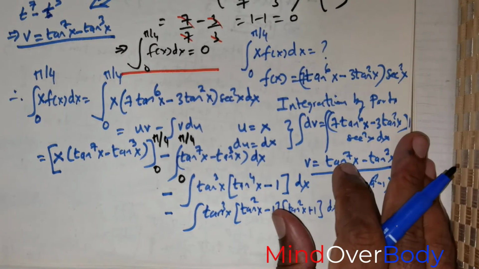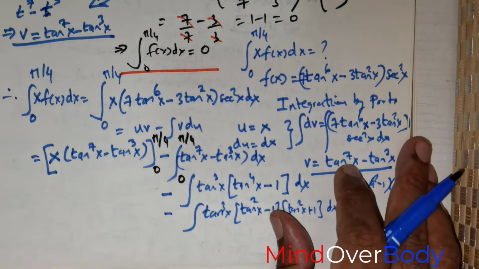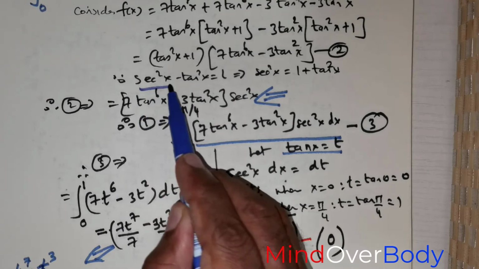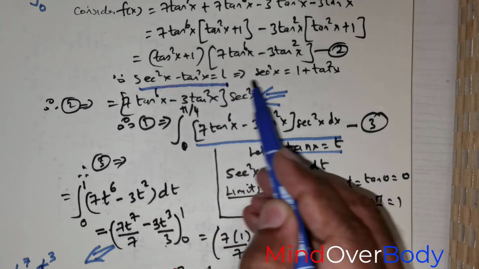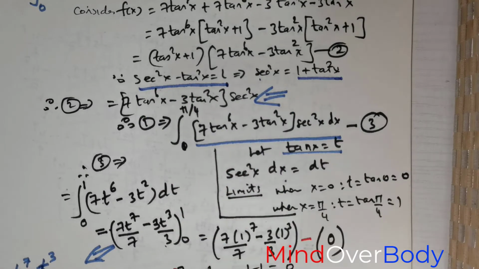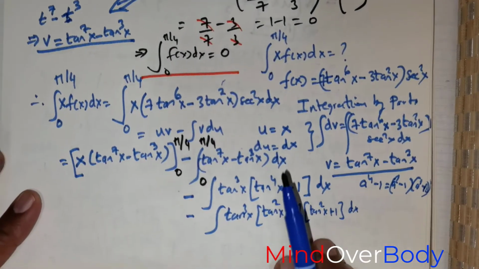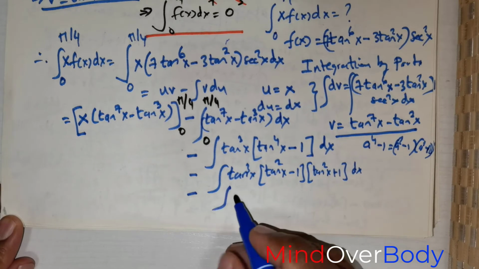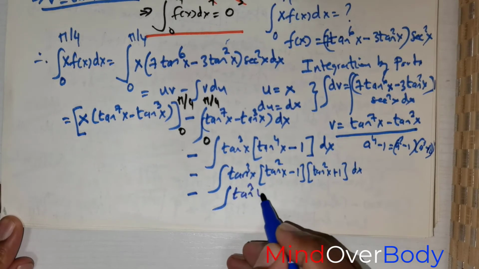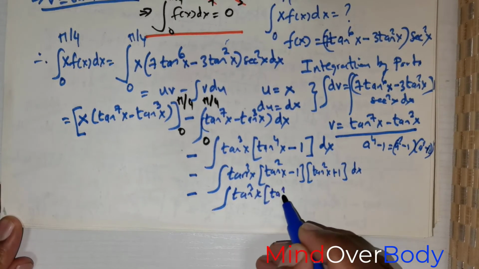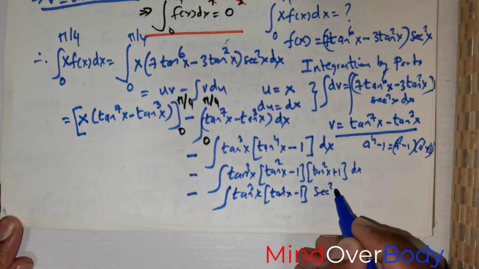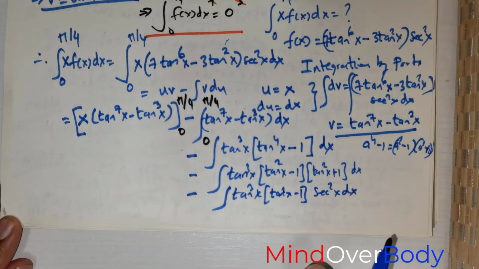Now we have seen a formula, right? So let me draw your attention to that formula. What is the formula we saw? We know that secant squared x minus tan squared x is equal to 1, and from here 1 plus tan squared x is secant squared x. So I would be substituting secant squared x here. So it's going to be negative integral tan^3 x times tan squared x minus 1 times secant squared x dx.